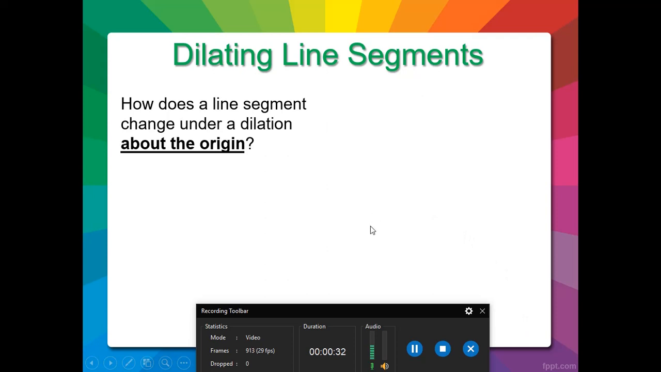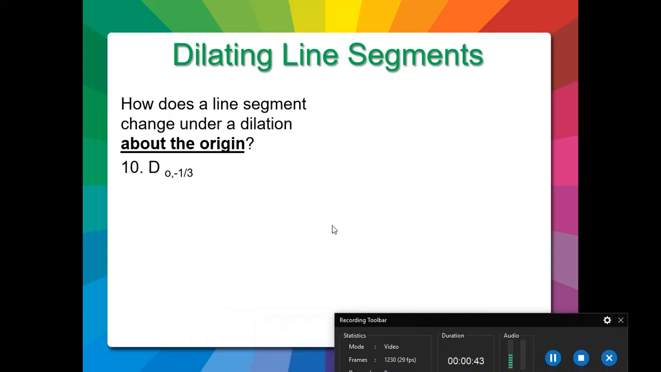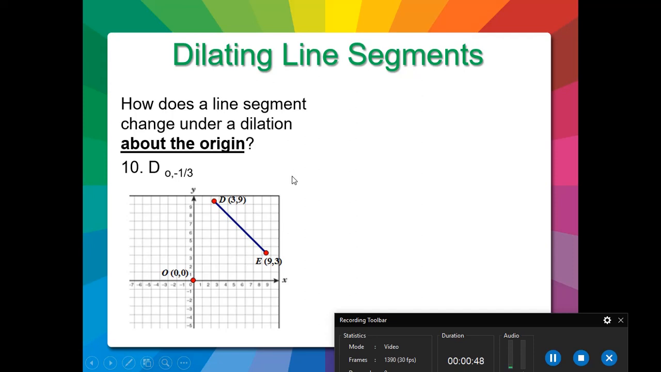So in previous lessons, we have dilated figures about the origin. So how does that change if it's simply a line segment? In example number 10, we're going to dilate about the origin using a scale factor of -1/3. In our previous lessons, when we dilate about the origin, we can simply use a multiplication rule to come up with the new ordered pairs. So I'm going to start by multiplying -1/3 times 3, and then -1/3 times 9. The negative scale factor will place my image over here underneath the center of dilation.